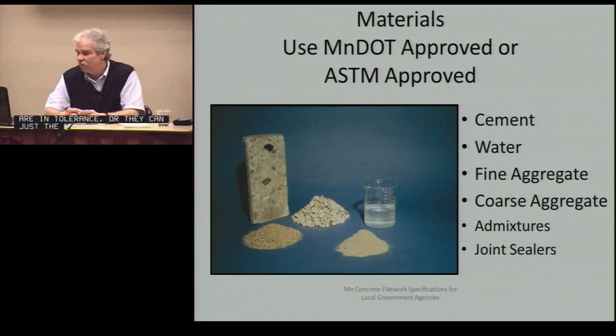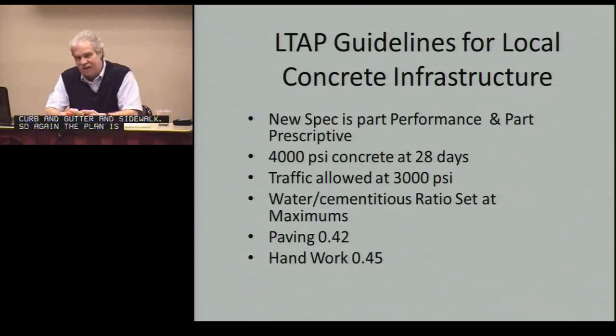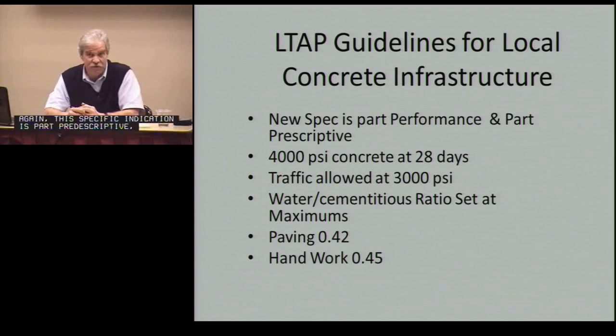So that should help the ready-mix people keep prices in line. If they've got a pile built in aggregate there, they may put it into a curb and gutter and sidewalk instead of having another pile brought in. So the idea is, again, to use the DOT system that's in place. Again, this specification is part prescriptive, part performance. It's a 4,000-pound PSI, pounds per square inch concrete at 28 days.